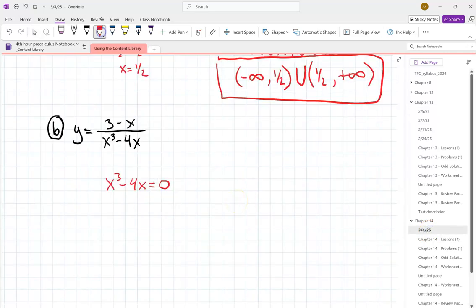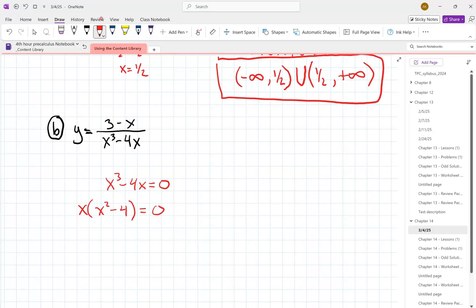So when I looked at that factoring tree, the first thing I need to do is look for a greatest common factor. Is there a greatest common factor between x cubed and 4x? X. So if I factor an x out front, I'll have x squared minus 4 left. Everybody good there?